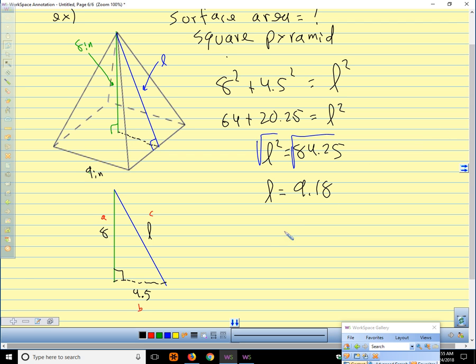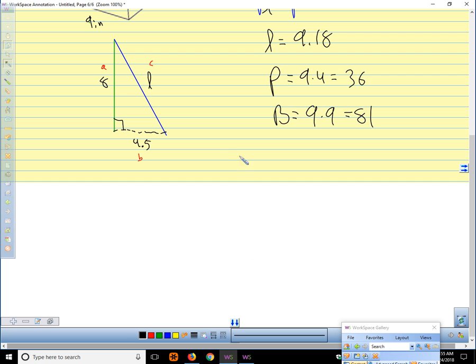Now let's figure out the rest of our stuff. The perimeter of the base. How do we figure that out? 9 times 4. So we get 36. The area of the base. 9 times 9. It's a square. 81. So I can calculate my surface area. The slant height, 9.18, times the perimeter of the base, 36. Divide that part by 2. And then separately we add 81.